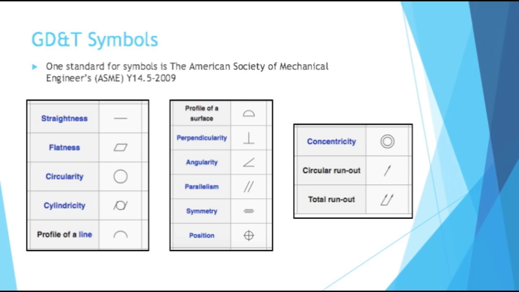You have perpendicularity, so it's looking for two things to be 90 degrees. You have angularity, so any other angle you want to specify. Parallelism, symmetry, position, you see that a lot with circles. Concentricity, so how concentrated is the circle. Circular runout, and total runout. Runout has a lot to do with when you're turning a circular object, how much the diameter varies.